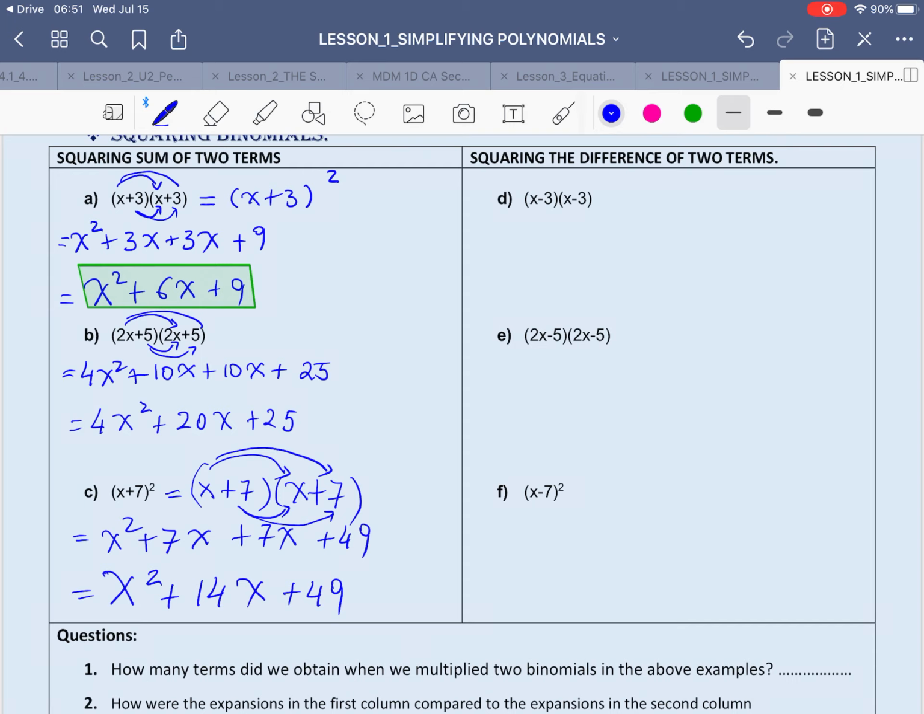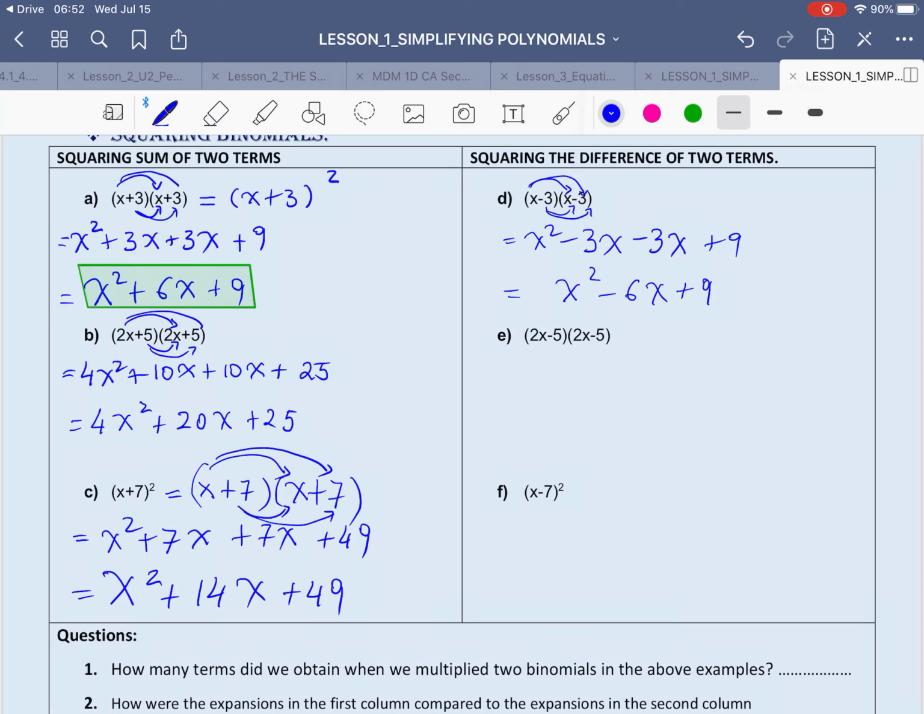Okay, so in the next list of examples here, we have multiplication of two binomials, but unlike in the previous examples when we had a plus in between the terms in each binomial, now we have a minus. So let's see what we get here. x times x, x squared. x times negative 3, negative 3x. Negative 3 times x, oh, another negative 3x. Negative 3 times negative 3 is 9. So that would be x squared minus 6x plus 9.